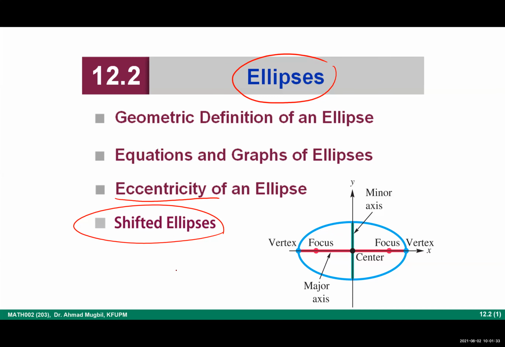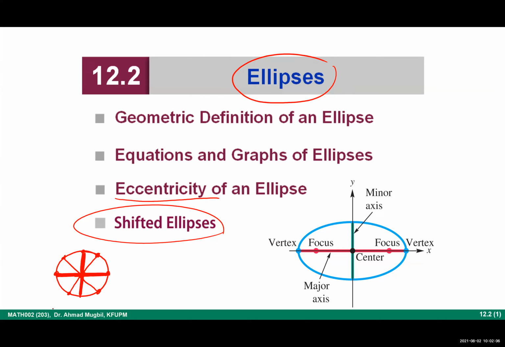So before talking about ellipses, ya shabab, I'd like to talk about circles. Do you remember how we define the circle? It is the set of all the points in the plane that are equidistant from a fixed point that is called the center. This is the circle. When we have a circle like this, we call this a diameter, and this is a diameter.